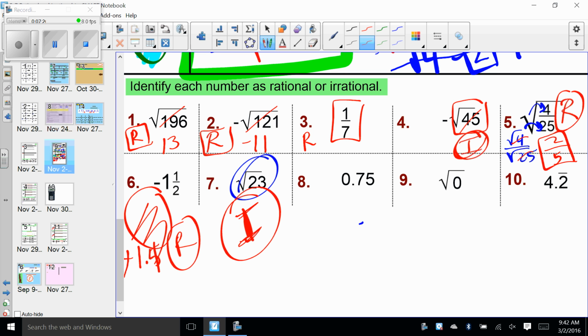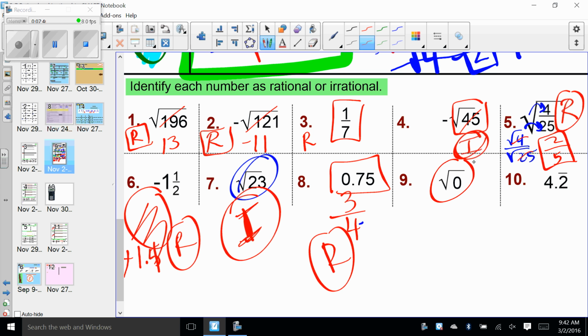The next problem is 0.75, which is 3/4. That would be rational. Or you can see that that's a nice terminating decimal. It stops. You know it's 75 cents. That's a really nice number to work with. All of us kind of know what 75 cents is. Square root of 0, go ahead and put that in your calculator. Looking to see, is it a nice, small, tiny whole number, an integer? So you put that in your calculator, you get 0. So it's just the integer 0, which is nice, rational.